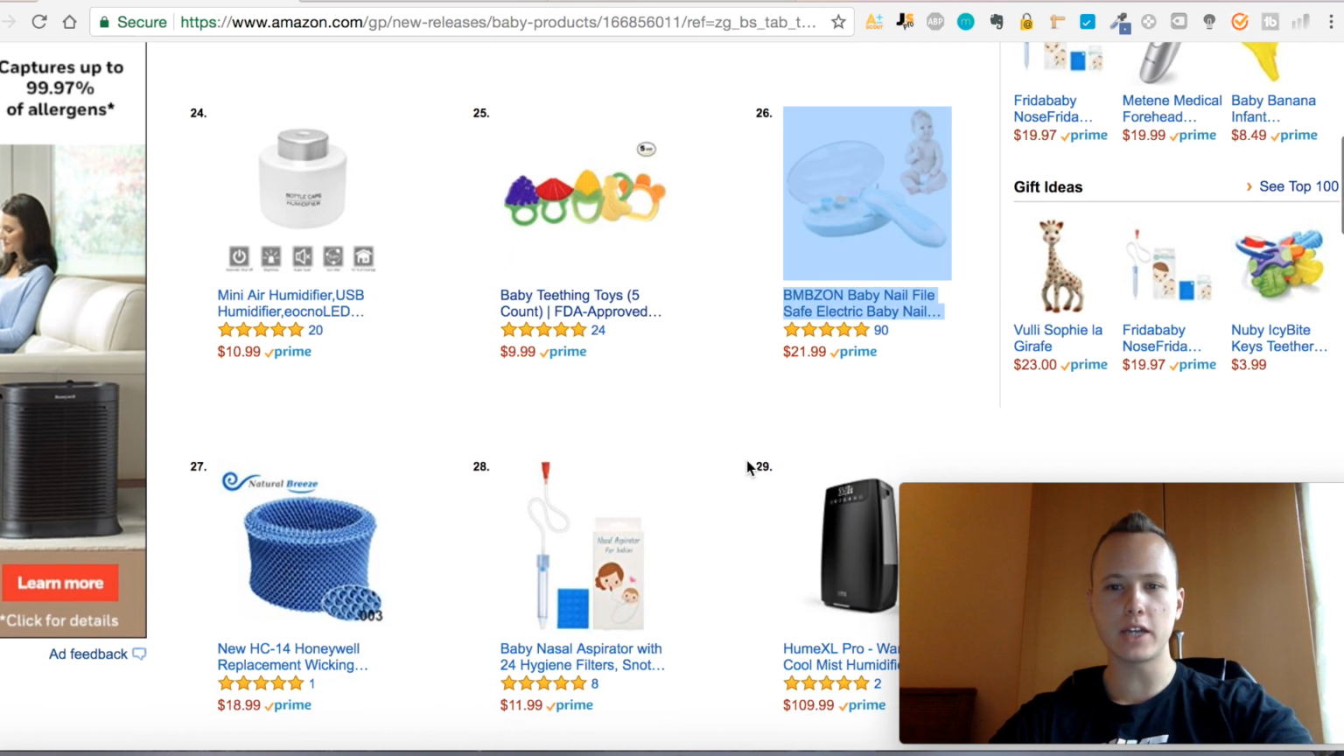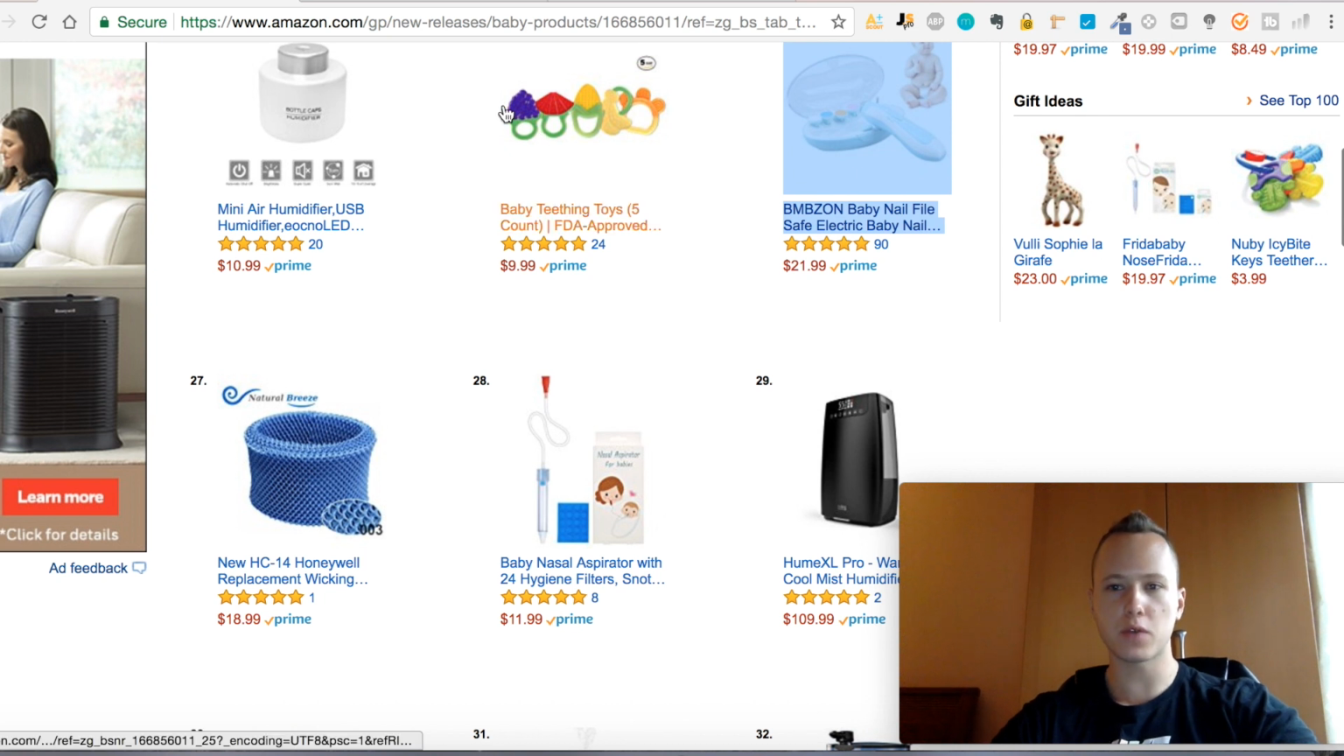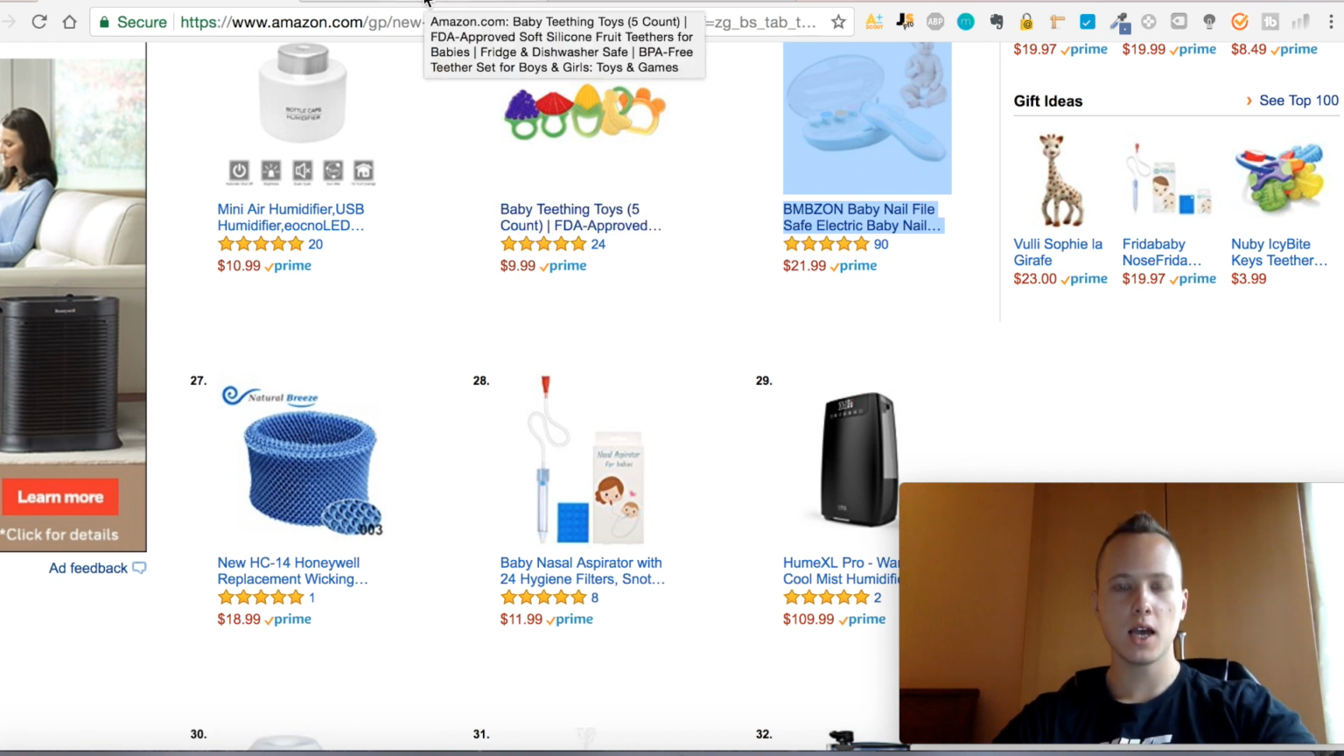And by the way, I didn't choose baby on purpose. I just literally picked a random category. You can do the same thing for any category. If it's gated, by the way, you can check gated categories. Just type in on Google, like, Amazon gated categories. Beauty isn't gated anymore, so you can also get into that.